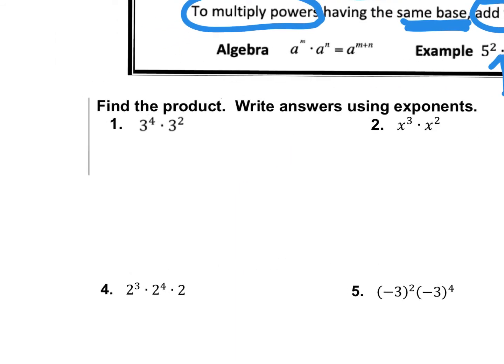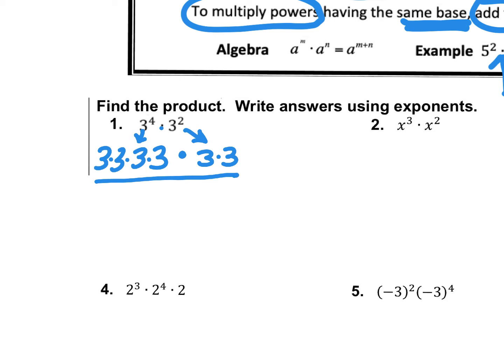So here I would have 3 to the 4th means 3 times 3 times 3 times 3. That's what 3 to the 4th is. And then 3 squared means 3 times 3. And then the problem says I'm multiplying them, so I just put a multiplication in the middle. And now look, I have this whole long list of 3's, and that would be the same as 3 to the power of 6. So it's like we're just stretching out these lists and counting up how many things are in the list. And we keep the base the same because it's just a whole bunch of 3's.